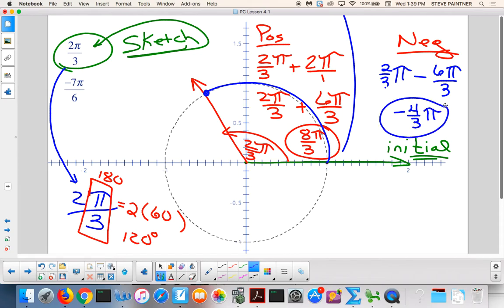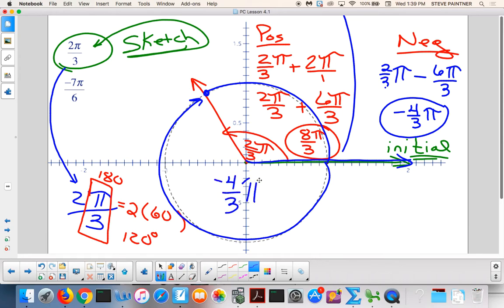Which, if you think about it, -4/3 pi would be here, and then go which way? That way. That's -4/3 pi. Yeah? No? Okay. This answer, and that original answer, those are all the same angle. They're called coterminal.